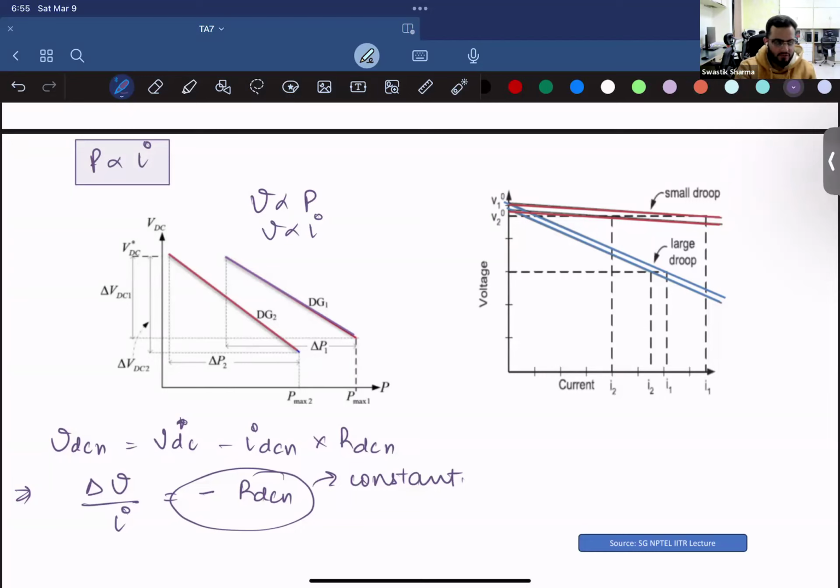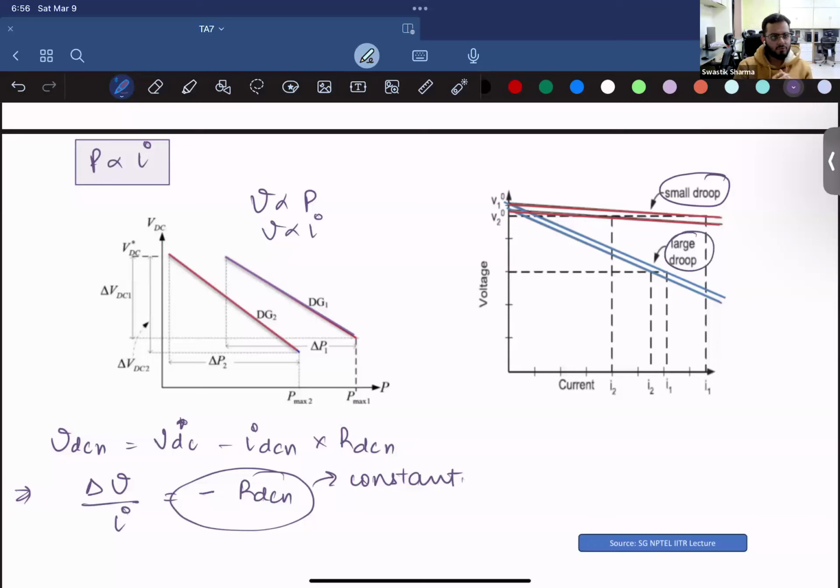Like in the case of droop control for normal synchronous generators or inverter-based AC microgrids, the droop control quantity was very small. The coefficient used to be a lesser quantity. It didn't vary very much. But here the variation can be very large. We can have a very small droop, and we can have a large droop as well.